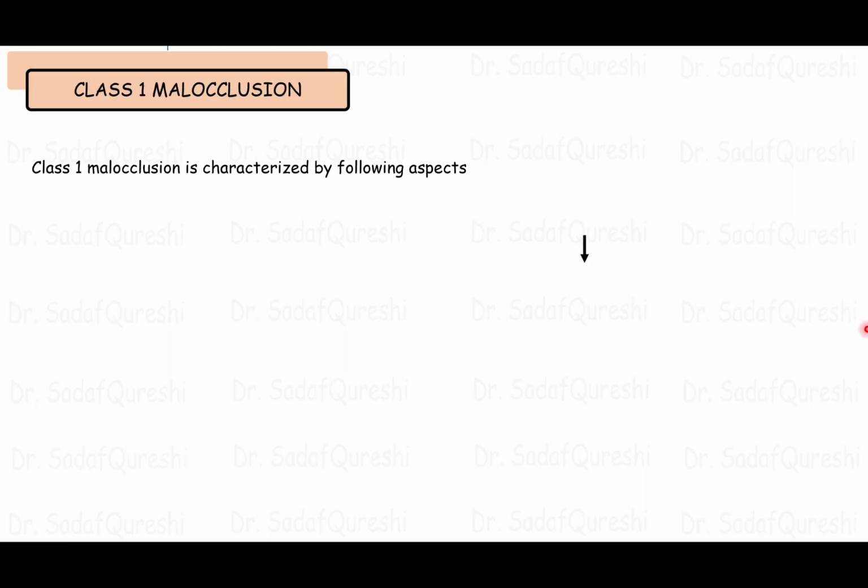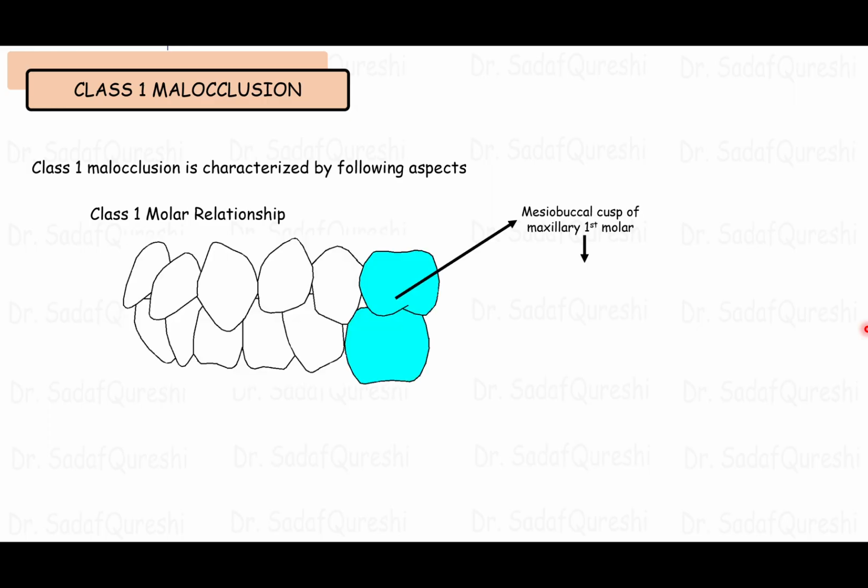Class 1 malocclusion is characterized by the following aspects. The first aspect is class 1 molar relationship. As we know, class 1 molar relationship is when the mesiobuccal cusp of the maxillary first molar occludes in the buccal groove of the mandibular first molar. Normal occlusion and class 1 malocclusion both have the class 1 molar relationship. But what makes them different?